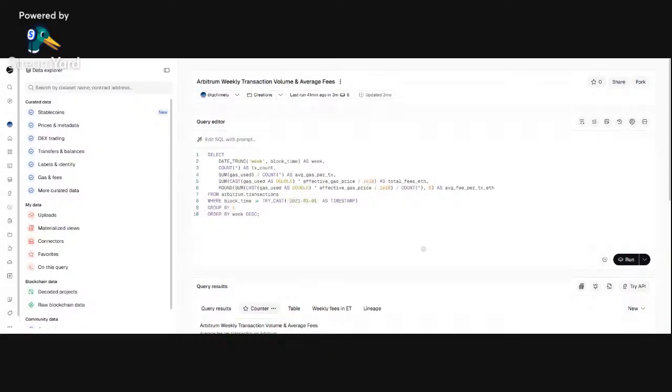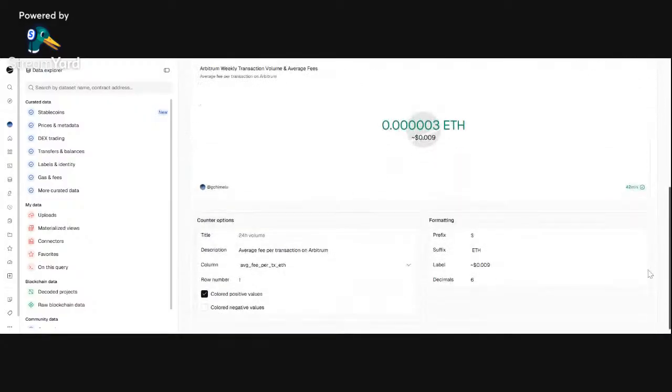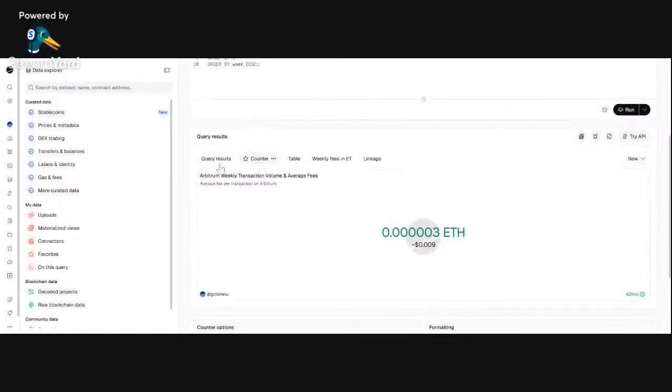But if you have a very specific date, like you know that these people launched their testnet on this day, because this also takes into account testnet transactions, you can use the particular date. So then group by one and then order by week in descending order. So this is what I got, but let me show you my query results.